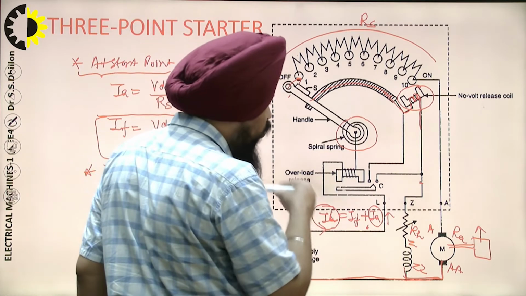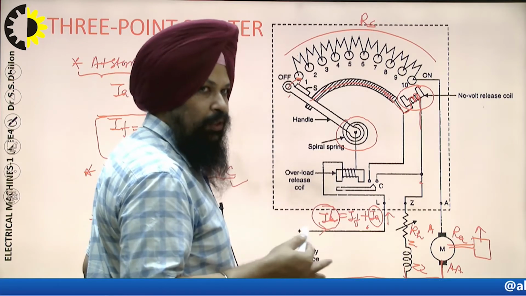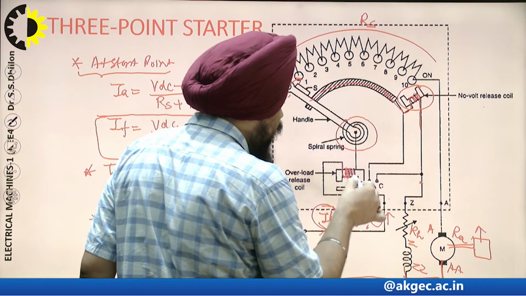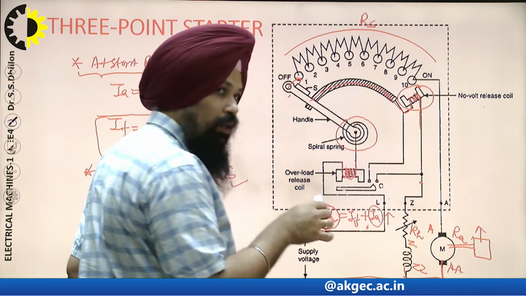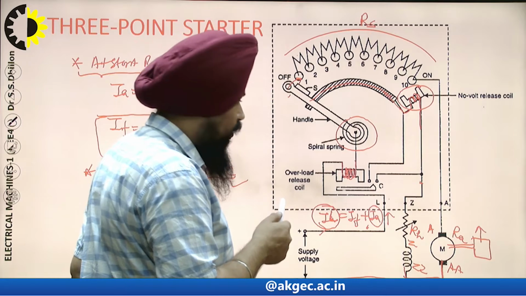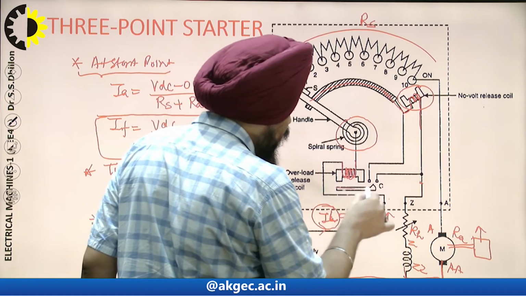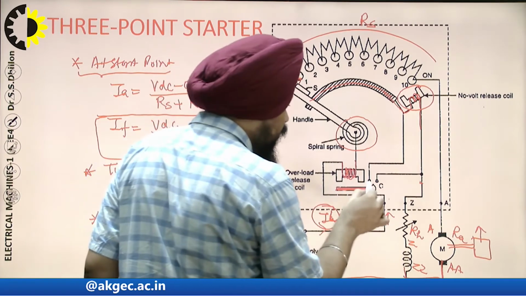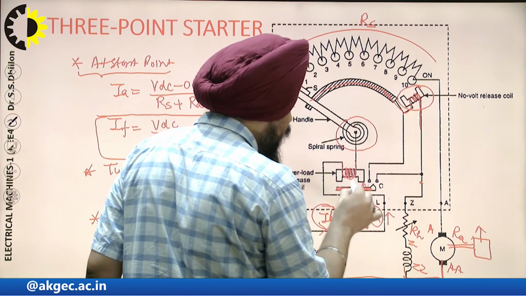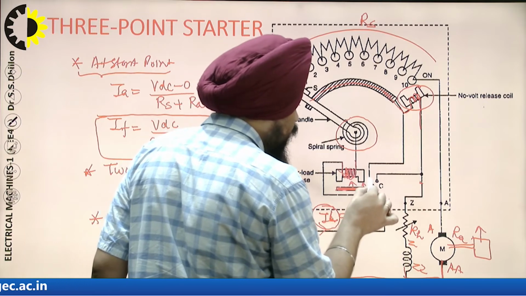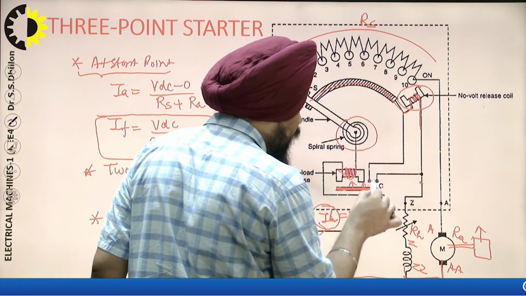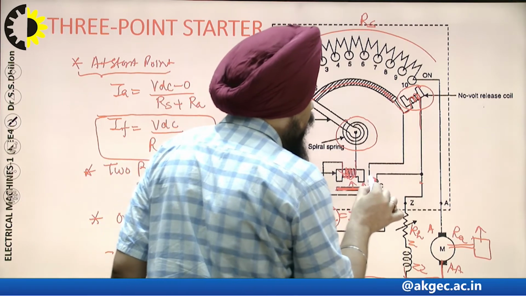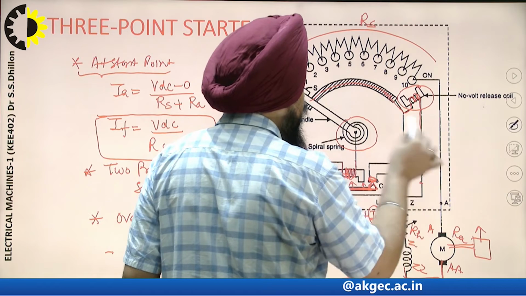In order to avoid that kind of overload situation, when the current flowing through this coil is increased beyond the capacity of the motor current, this electromagnet will attract this iron which is put over here. Due to this upward movement by the electromagnet, these two points are short circuited by this triangular iron.